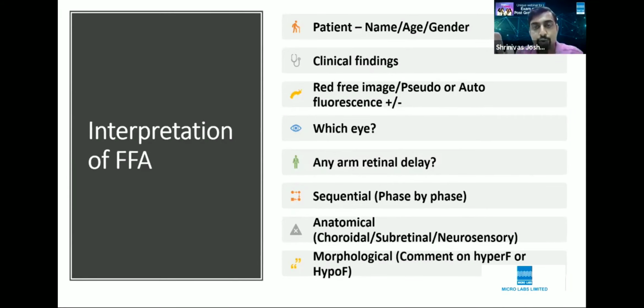See, the first thing you need to know is, if at all they don't provide the name, it's okay. But age is also equally important. Clinical findings, if they give, that is very, very important. Apart from that, you first have to identify whether it's a red-free image, pseudo, or the autofluorescence, right? Which eye? If the disc is on the right, it's a right eye. Disc is left, it's left eye, right?